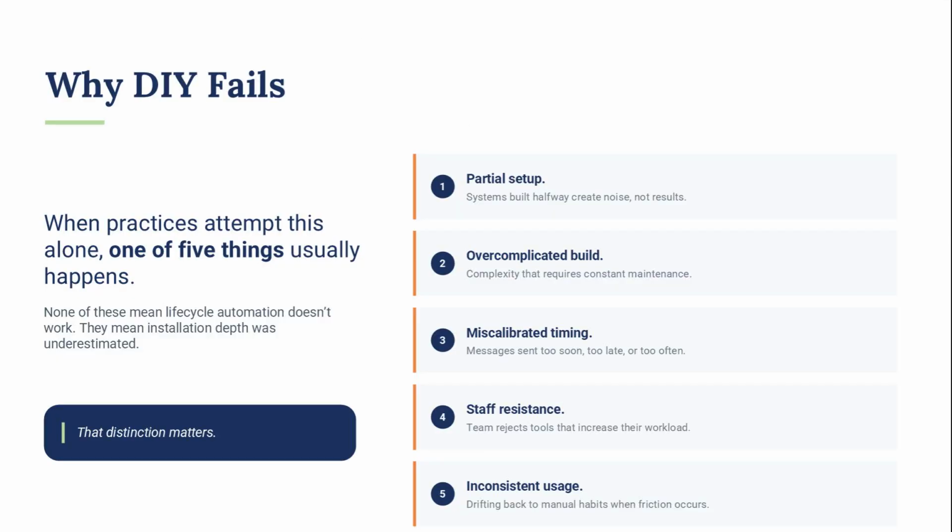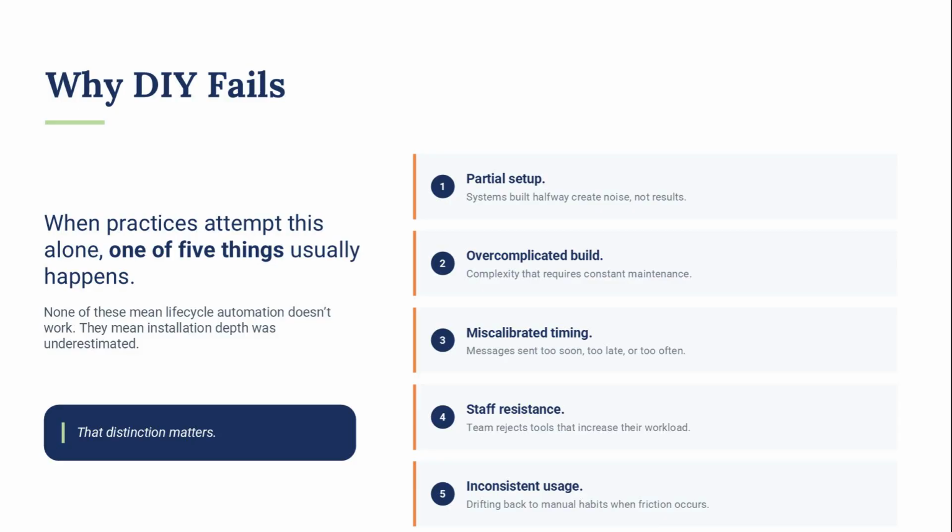When practices try to build this on their own, a predictable pattern usually shows up. The system gets partially built, and partial systems create noise, not results, or it becomes overcomplicated, something that requires constant attention just to keep it working. Sometimes timing is miscalibrated. Messages go out too early, too late, or too often. In other cases, the team resists. Not intentionally, but because the system adds friction to their day. And over time, usage becomes inconsistent. The system starts strong, then slowly drifts back to manual habits. Not because the idea failed, because the depth of installation was underestimated, and that distinction matters.